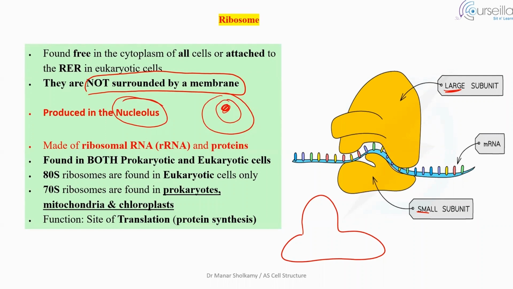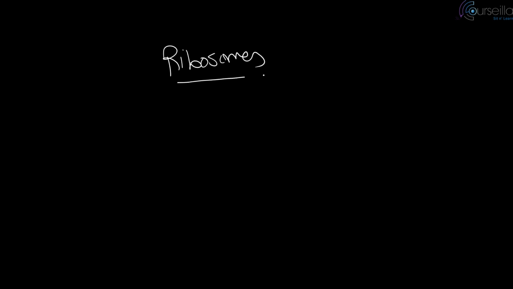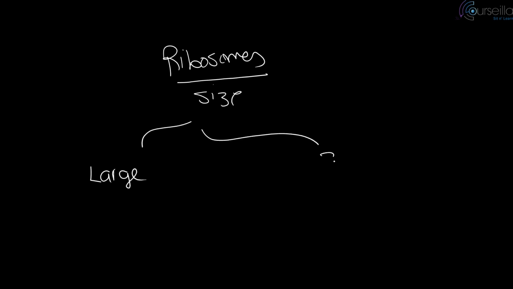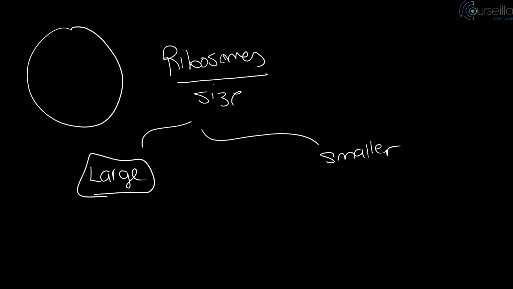Ribosomes are of two sizes. There is a big size ribosome and a small size ribosome. I think now you know where they're produced, their function, their structure. There are two sizes. You have the larger ribosomes and the smaller ribosomes. The larger ribosomes, where are they found? Who knows? Eukaryotic cells. Yes, you are correct. Where exactly in the eukaryotic cell?